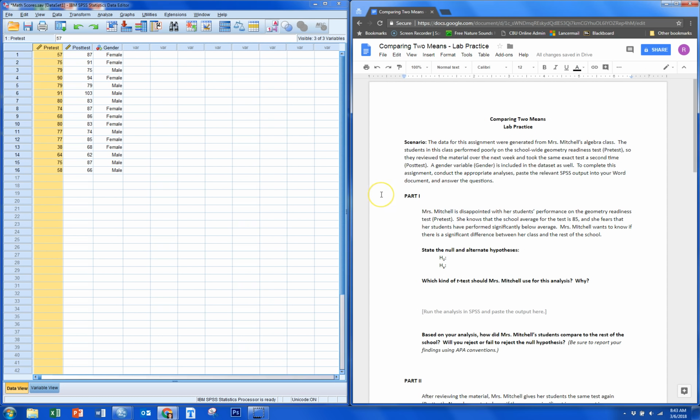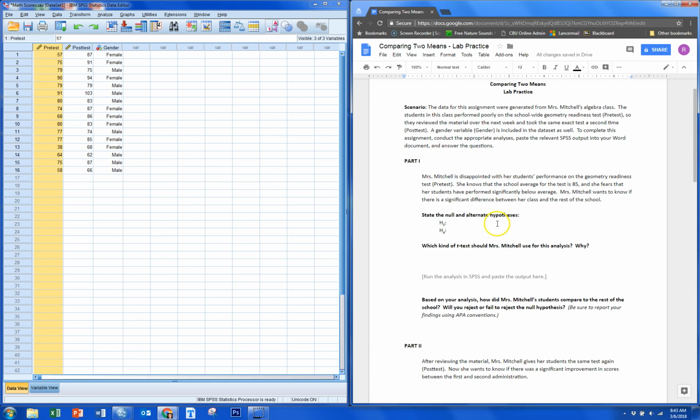So each part of the assignment will let us try out a different t-test. So each part of the assignment has a slightly different situation. They're all related to this algebra class, but they have a different aspect of the problem, and that different aspect means that we're going to use a different type of t-test. So we'll focus on that. Part 1. Mrs. Mitchell is disappointed with her students' performance on the geometry readiness test. That's the pretest variable.